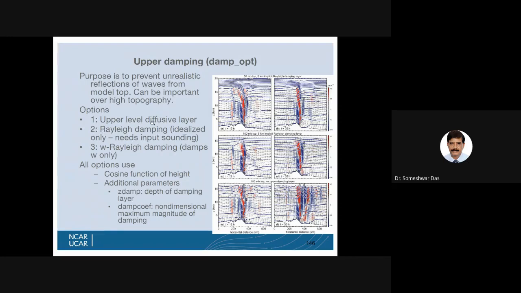Option 1 is for an upper level diffusion layer, option 2 for Rayleigh damping, idealized only, which needs input soundings, and option number 3 for W Rayleigh damping, which damps W only. All options are cosine functions of height. Additional parameters used in this case are Z damp, the depth of the damping layer, and damp coefficient, the non-dimensional maximum magnitude of the damping.